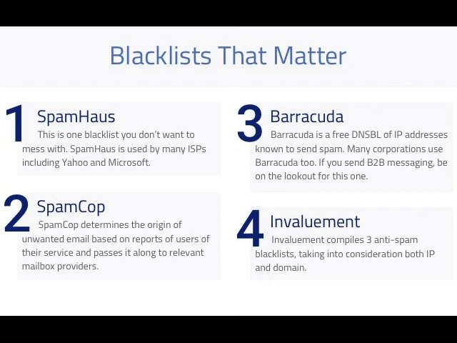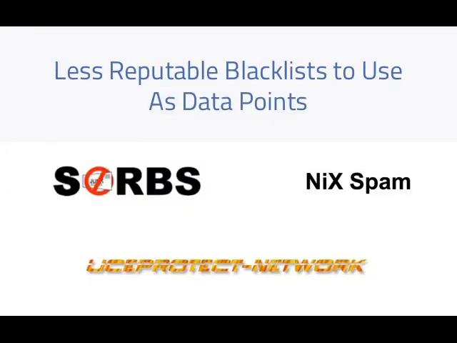There are, like I said, less reputable ones, but this doesn't mean don't check them. These are really, really good data points. Sorbs lists a lot of IPs, and you might see your IP turn up on their list from time to time. Through research, chances are you've sent to one of their traps. So if you are sending to maybe a Sorbs trap or a Nick spam trap or UC Protect network trap, then there's things that you can clean up on your side. It won't necessarily impact your delivery very much.